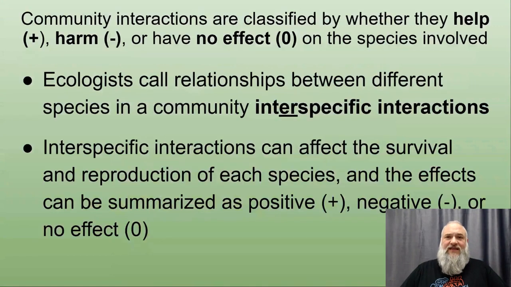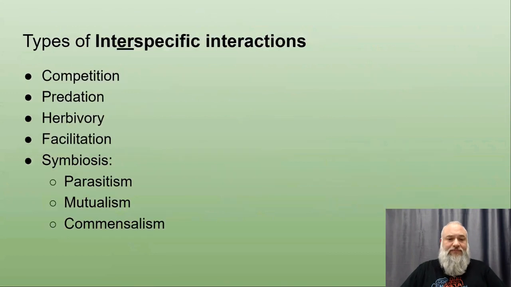And we can often classify the interactions between these organisms by whether they help, plus, harm, negative, or have no effect on the species that are around them. We call those relationships between different species interspecific interactions. We've mentioned that before. Those interspecific interactions can affect survival and reproduction of each species, and we then summarize those with the positive, negative, and null effect.